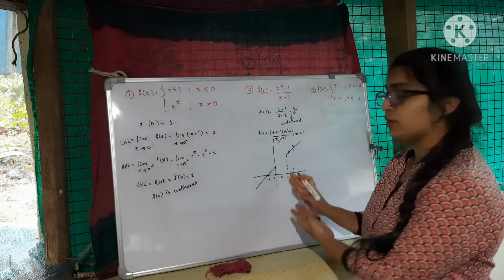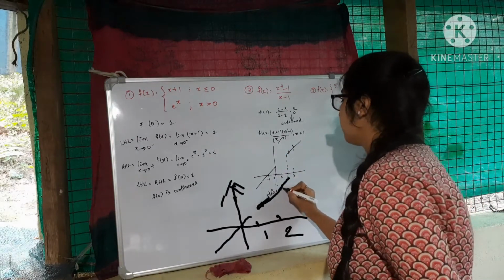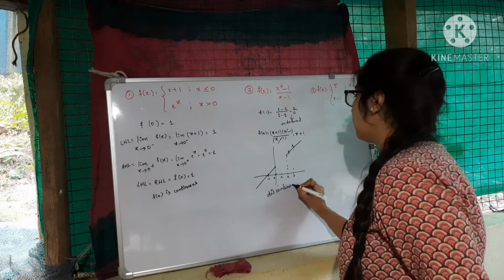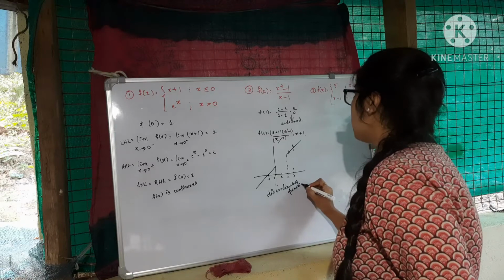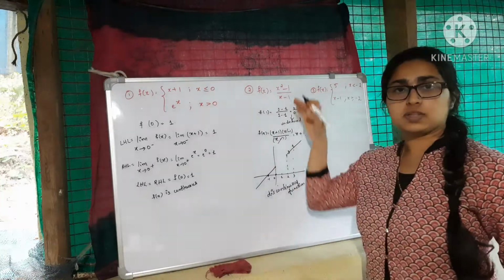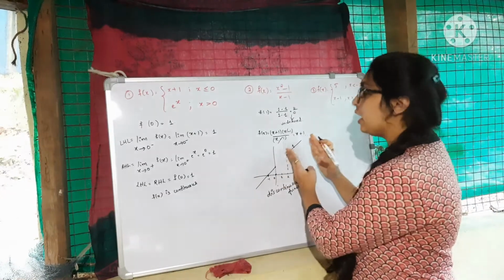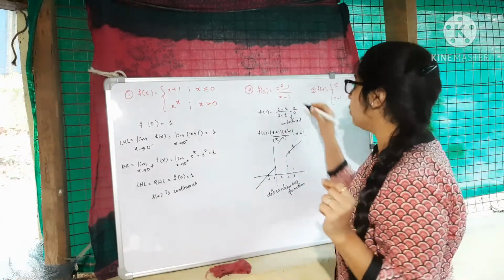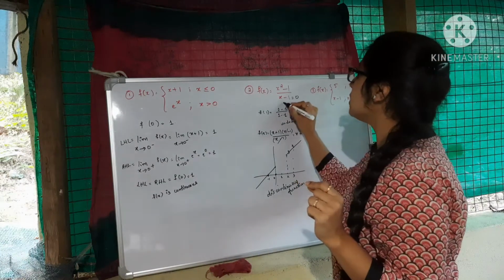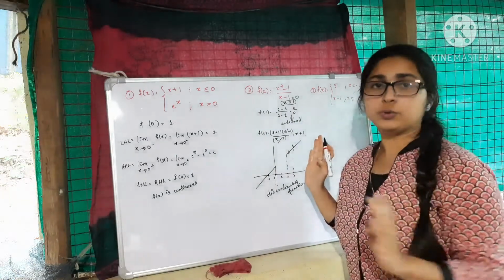We do not know the value at x is equal to 1, so this is a discontinuous function. This is a rational function: x square minus 1 divided by x minus 1. It is continuous everywhere except where the denominator equals 0. So x minus 1 is equal to 0, so it is continuous everywhere except x is equal to 1.